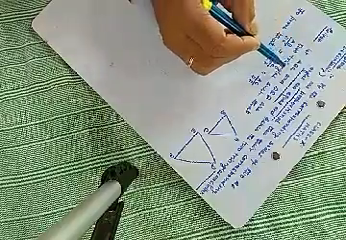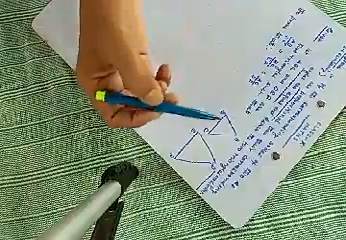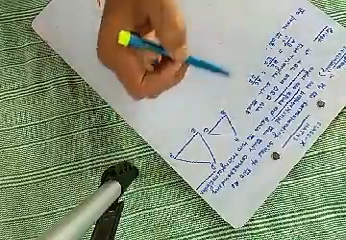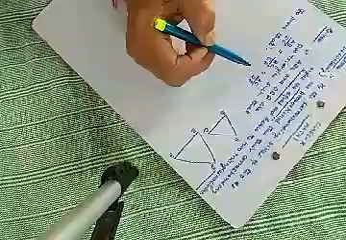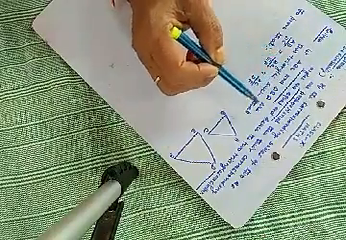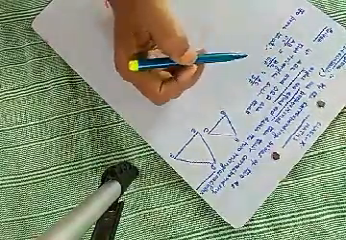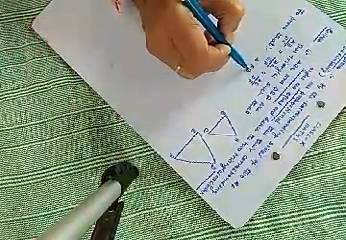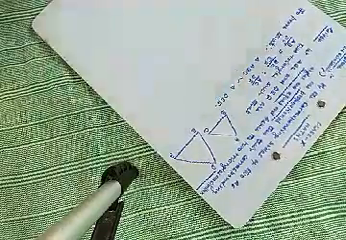Given: let ABC and DEF be two triangles such that their corresponding sides are proportional. So AB upon DE is equal to BC upon EF is equal to AC upon DF. This is given. To prove that triangle ABC is similar to triangle DEF.